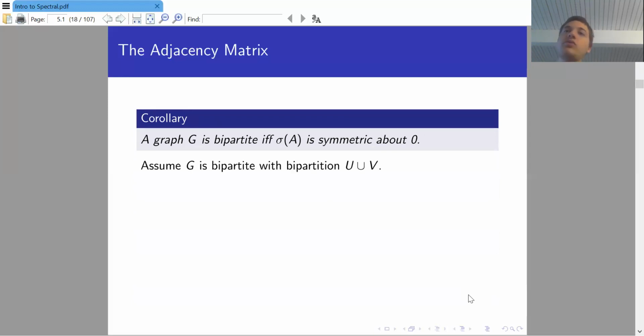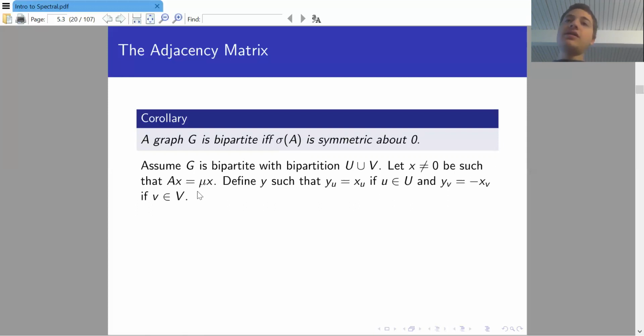So for one direction, we'll start with G, some bipartite graph with some explicit bipartition U union V. And we'll let X be some non-zero eigenvector corresponding to the eigenvalue mu. Now to show that the spectrum of A is symmetric, at least as a set, we need to show that negative mu is an eigenvalue of A as well. And to do this, we'll construct some Y to have this eigenvalue. Namely, we'll let Y agree with X on big U, and on V, we'll have Y disagree with X by setting it to be its negative.